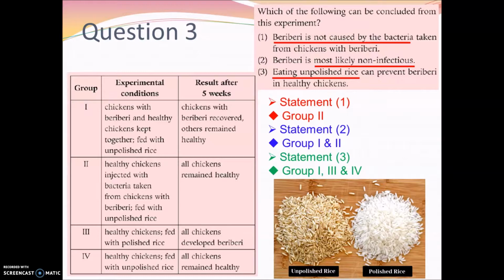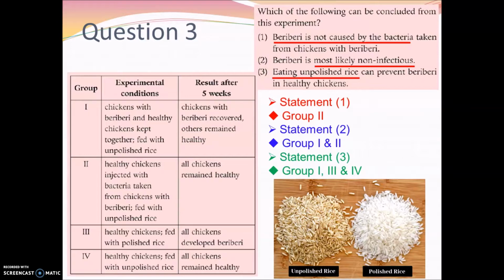So you may ask, why do we remove the seed coat to make the polished rice? Because polished rice can be kept for a longer time in storage. With the seed coat, the rice would germinate and grow a new plant, and it would shorten the storage time of the rice. So that's why we polish the rice.